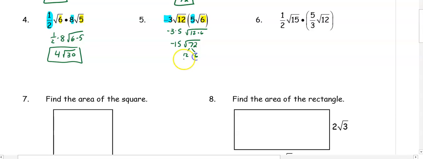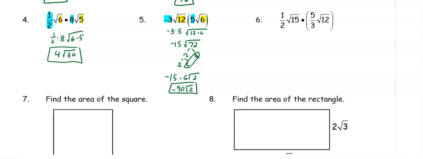So 12 and 6. 12 breaks down to 2 and 6. Now, usually we want to break down to our prime factors number, but if we already have a pair of numbers, let's make our life easier and just use those. So we would have negative 15 times the pair of 6, root 2, which gets us negative 90 root 2.